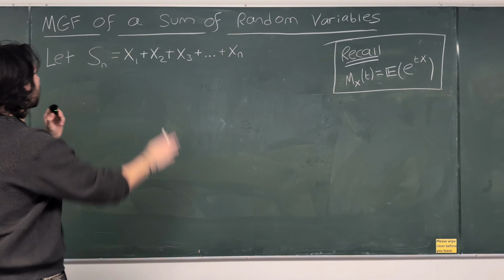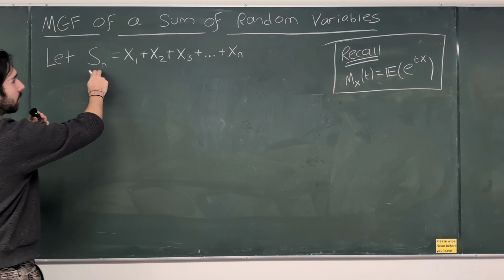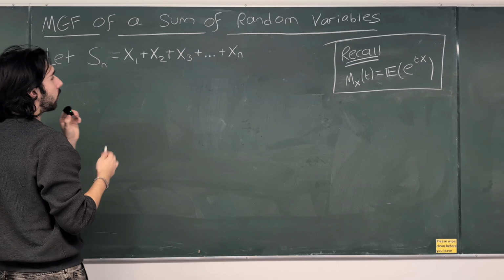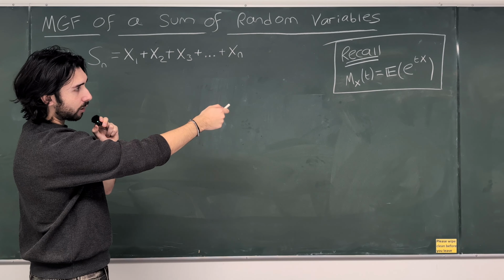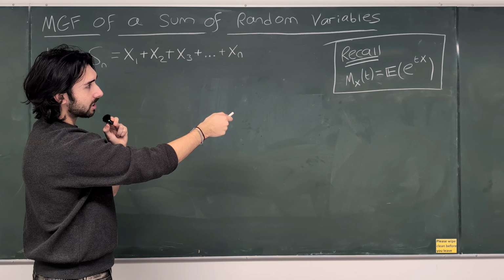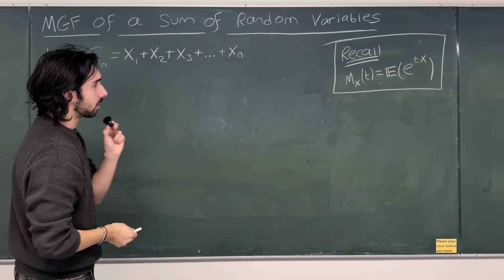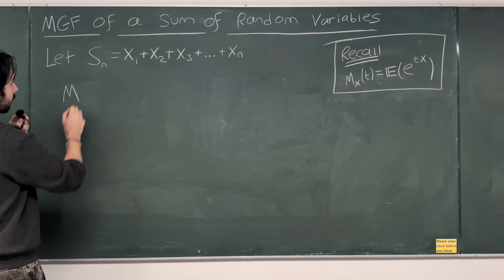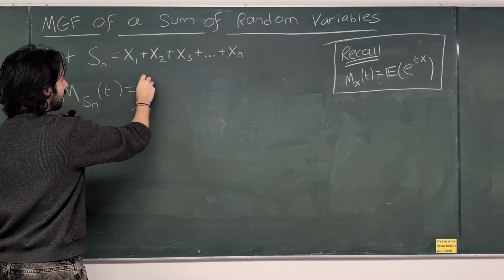In this one we're looking at the moment generating function of a sum of random variables. So let's say that we have a bunch of random variables added together. I'll call that Sn. What is the moment generating function of Sn? That's what we're doing. Remember, the moment generating function of some random variable x as a function of t is just the expectation of e to the power of tx. Okay, that's all the moment generating function is. In this video we're looking for the moment generating function of Sn as a function of t. What is this equal to?